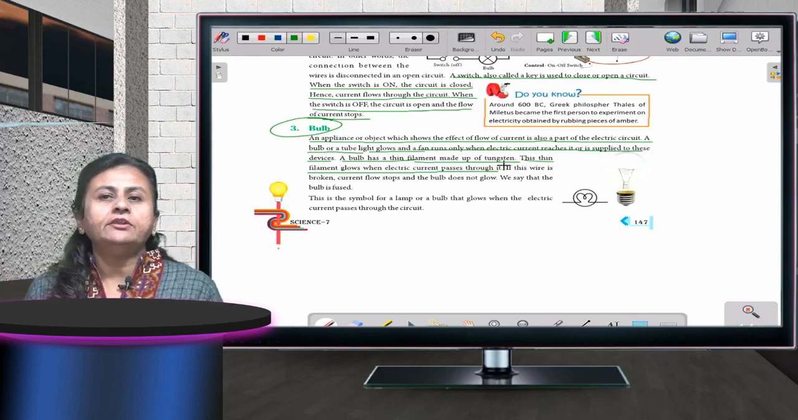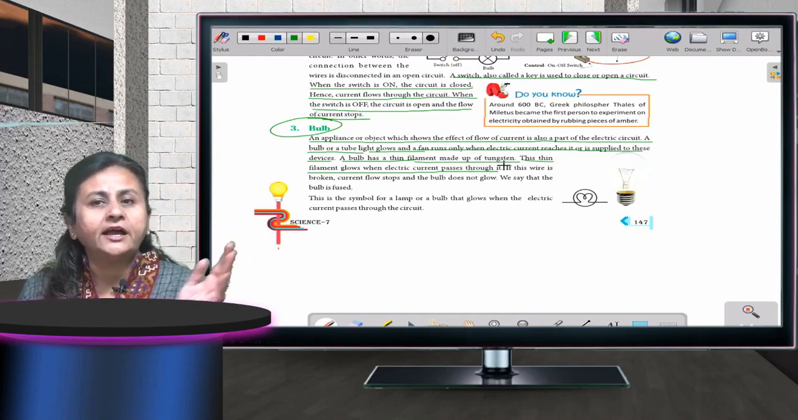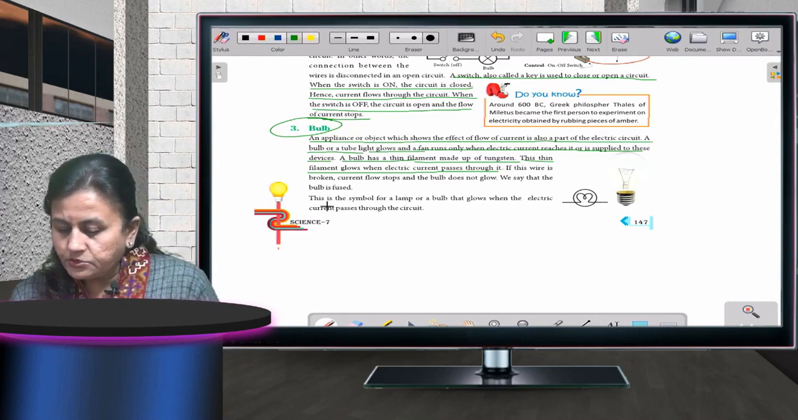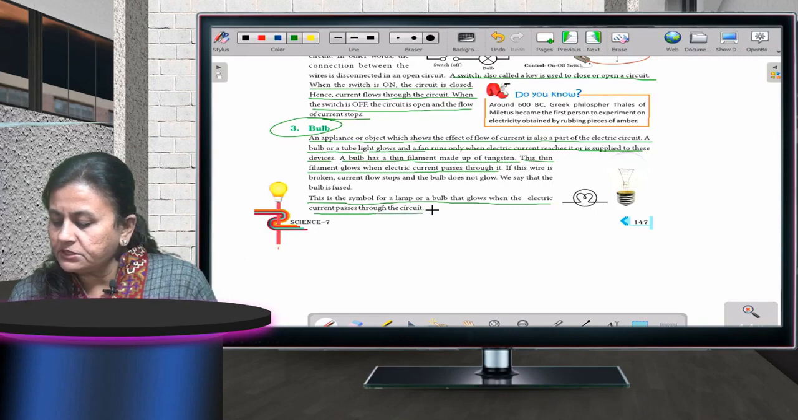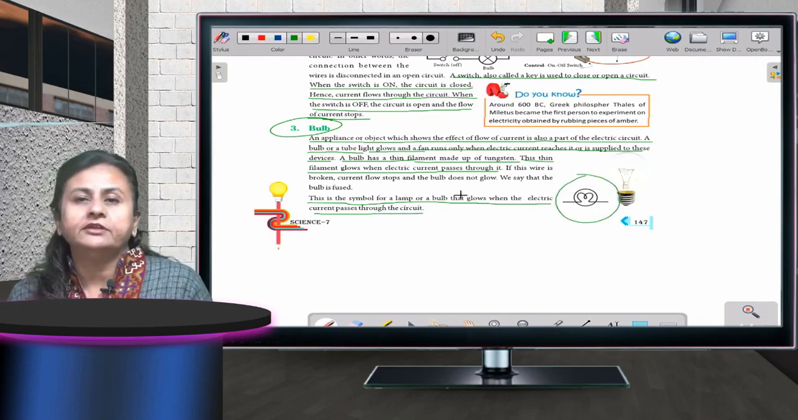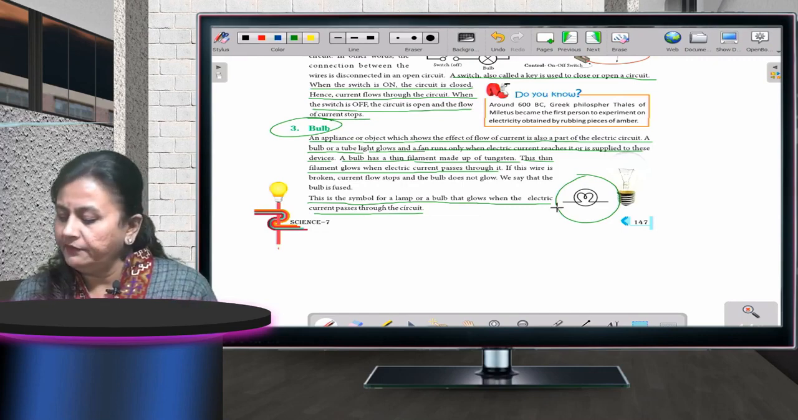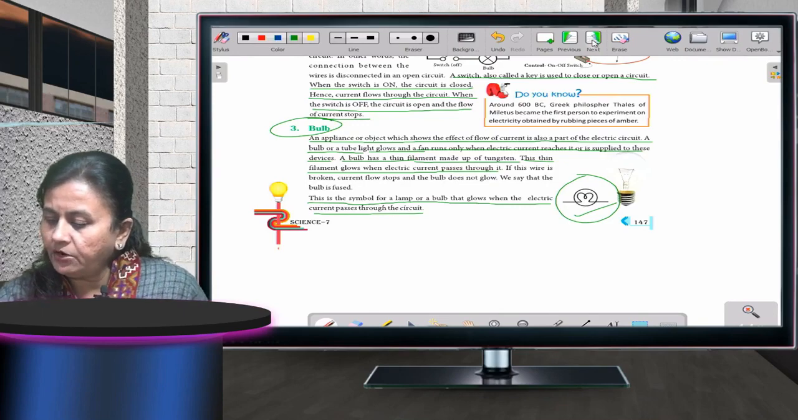See children, whenever electric current is passing through the circuit, there is a bulb. Whenever the bulb glows, that means the current is flowing. And if the bulb is not glowing, that means the current is not flowing. This is the symbol for a lamp or a bulb that glows when electric current passes through the circuit. Whenever the bulb is glowing, this is the symbol we use in the electric circuit. Now coming to the next one.